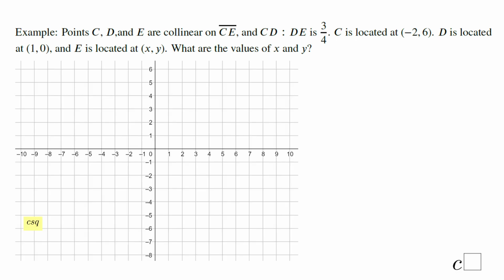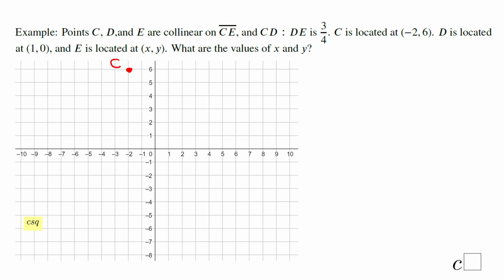So again, graph paper, let's try to use a graphical approach. One more time, let's take a look. C is located at (-2, 6). So I'm going 2 left, 6 up. This is point C. Let's redo it, -2 and +6. This is point C. Let's label.